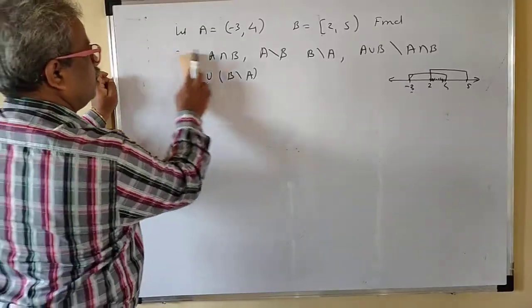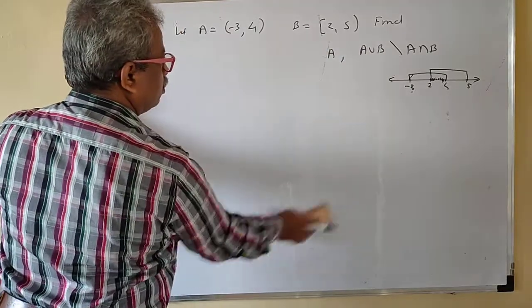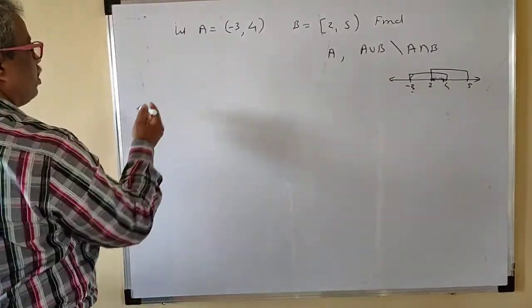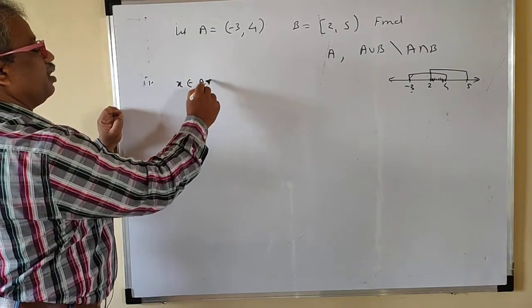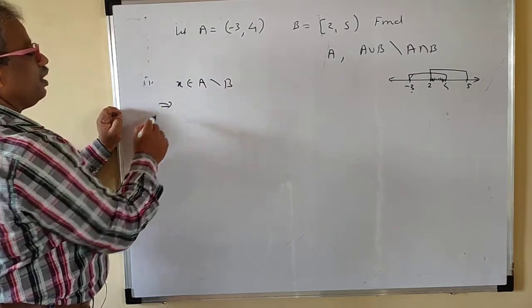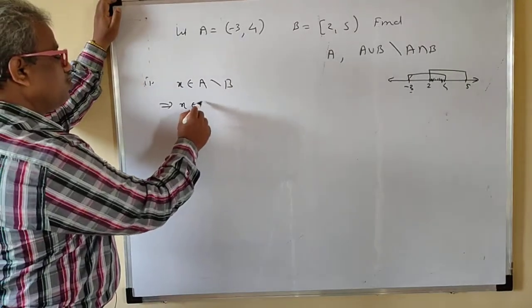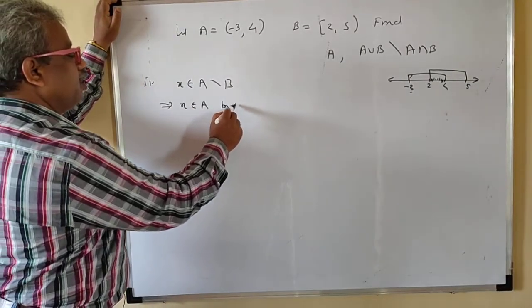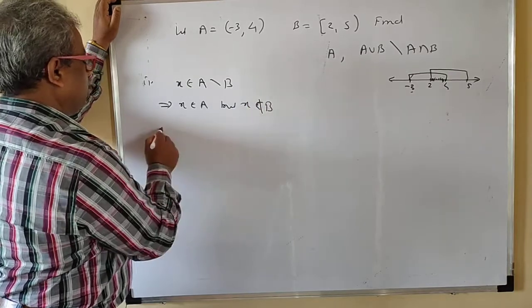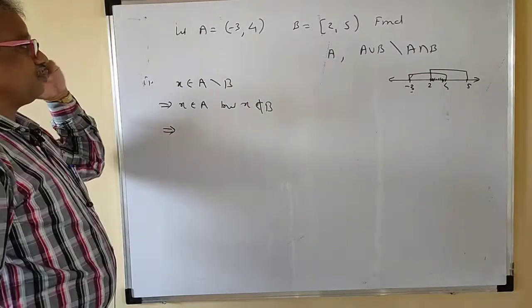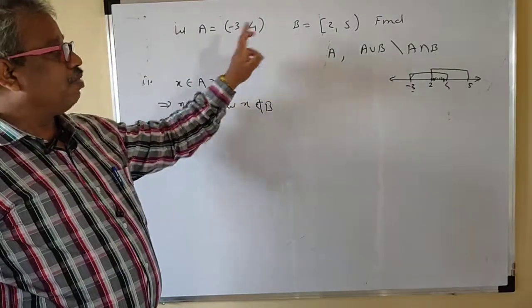A minus B. Next, whatever the number, that is the third number. So let x belong to A minus B. So x belongs to A minus B means what? x belongs to A, but x does not belong to B. What are these numbers? x is in A, but not in B.